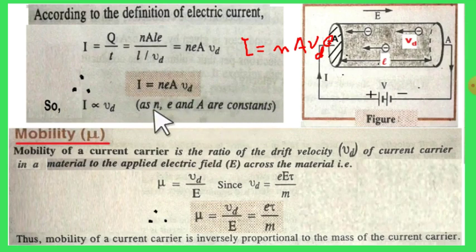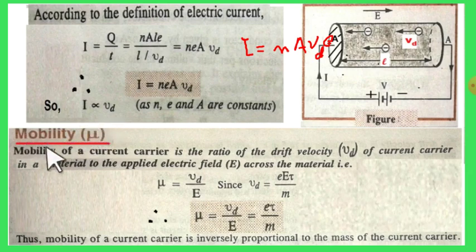The number density of free electrons, electronic charge, cross-sectional area. As long as these are kept constant, then what happened? Your drift velocity and the current are directly proportional. That means what? Current increases with the increase of drift velocity.